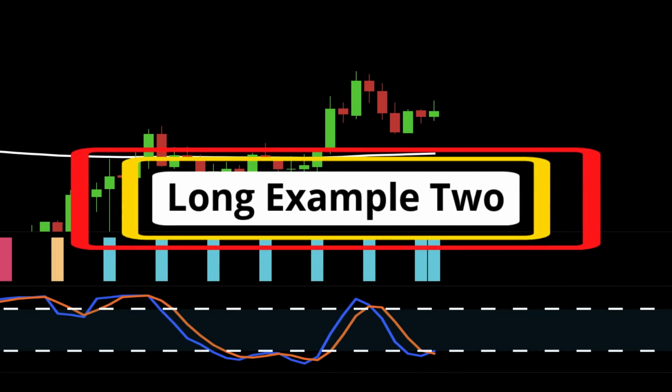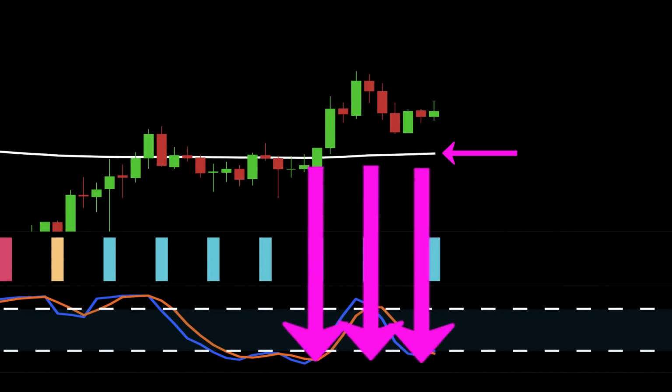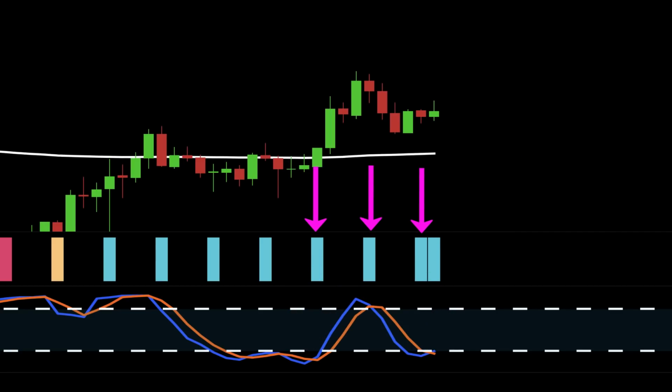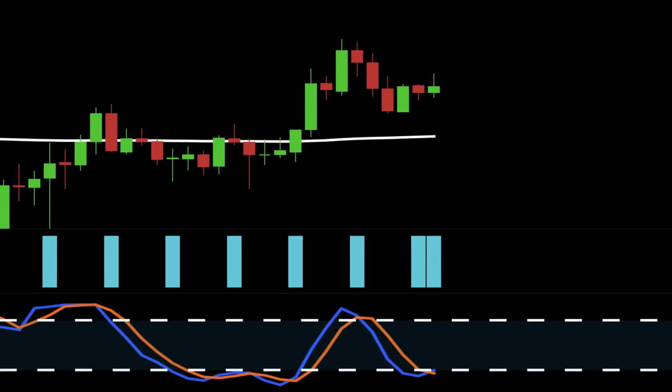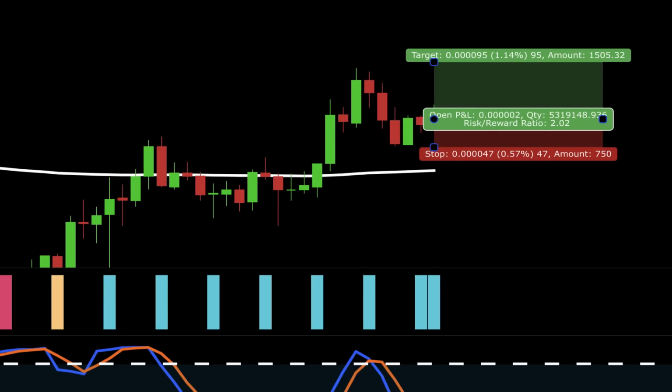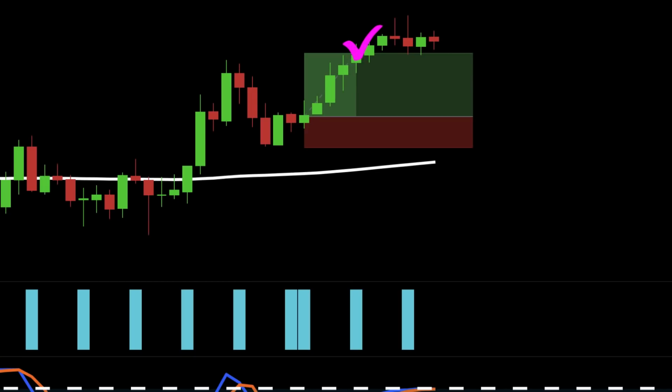I have one more long example. Price is trading above the 200 EMA. Then we can see the previous 3 bars of the chop zone are cyan. Next, both stochastic RSI lines close in the oversold territory. And finally, we get a cross up of the stochastic RSI indicator. Everything converges on this candle and it serves as our trigger. The stop is placed at the previous swing low, and 1 to 2 is the profit target. And this example rapidly hits the target.